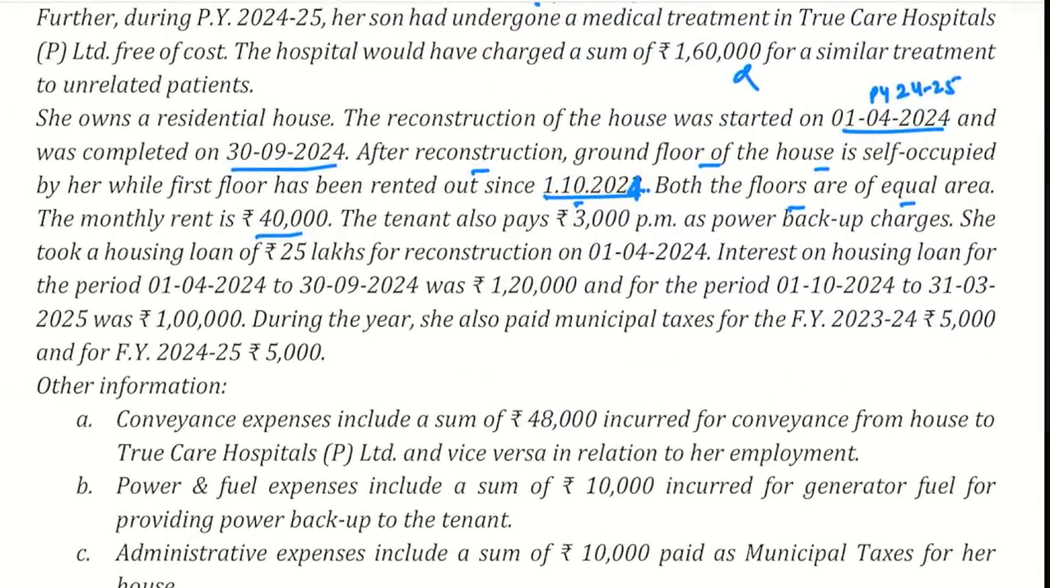Both the floors are of equal area. The monthly rent is this. The tenant also pays 3,000 per month as power backup charges. She took a housing loan of 25 lakh for reconstruction on 1/4/2024. Interest on the housing loan for the period April 24 to 30th September was 120, and for the period till 31st March 25 is 1 lakh. During the year, she also paid municipal taxes of 5,000.